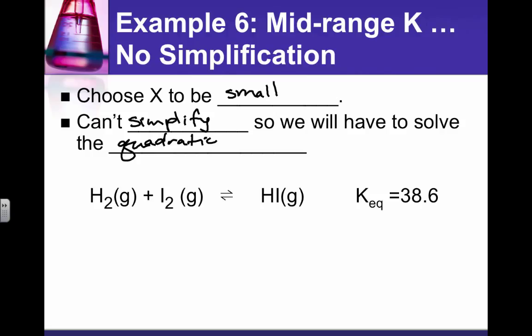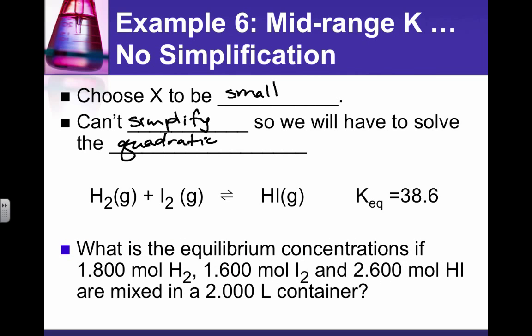So here's a reaction that you saw before. H2 plus I2 makes HI. And now that we're at a different temperature, my equilibrium constant is different, 38.6 now. So it's neither high nor low. We need to know the equilibrium concentrations if 1.8 moles of hydrogen in a 2-liter container is mixed with 1.6 moles of iodine in a 2-liter container, and 2.6 moles of HI are mixed in the same 2-liter container.